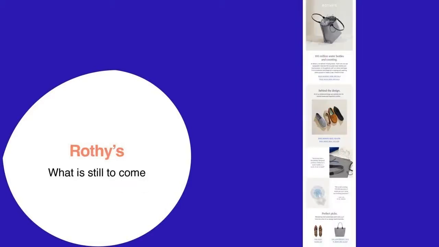Another good example is from the brand Rothy's. They make shoes and handbags from sustainable materials like water bottles. Of course, the image already makes it very clear, but the titles clearly show what is still to come. So there's more explanation and even a look behind the scenes. And at the end, you can choose from several of their favorite products.